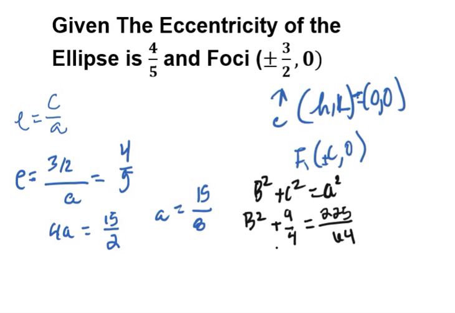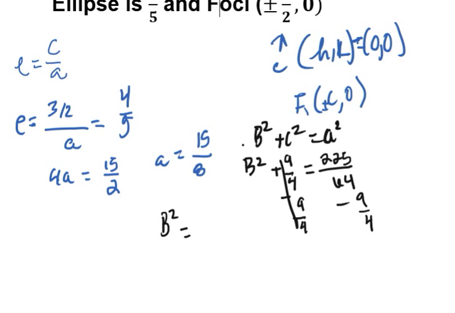Okay? Now, what do we do from here? Well, let's subtract 9/4 from both sides. These will cancel, and I'm left with B squared is equal to 225 over 64 minus 9 over 4. Which this value here, let me scroll down, this will be 81 over 64.